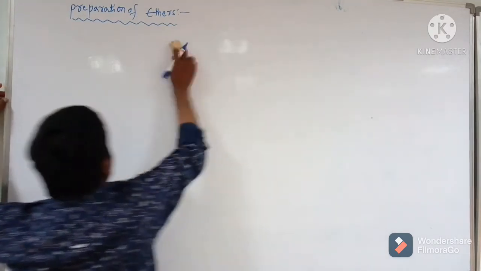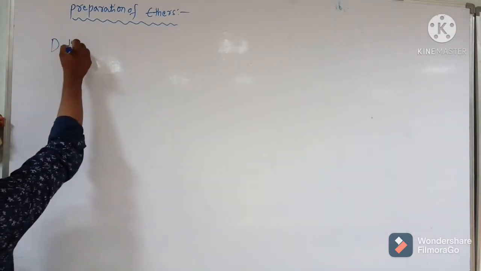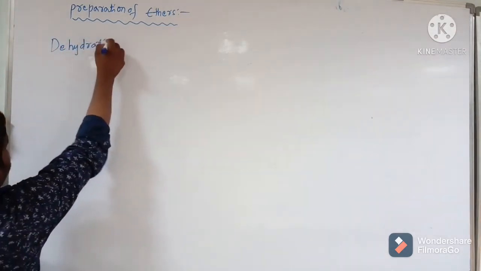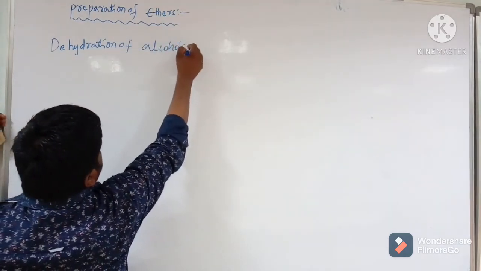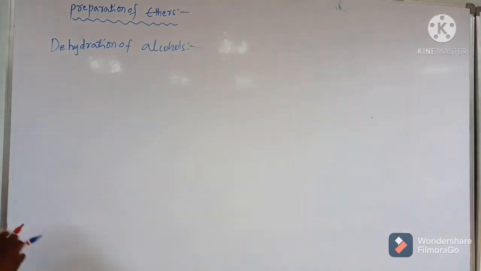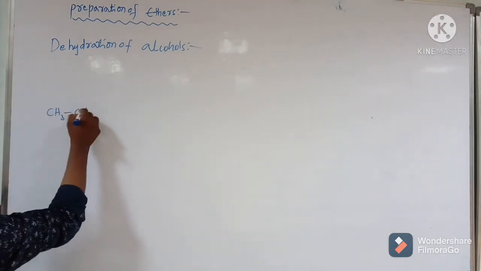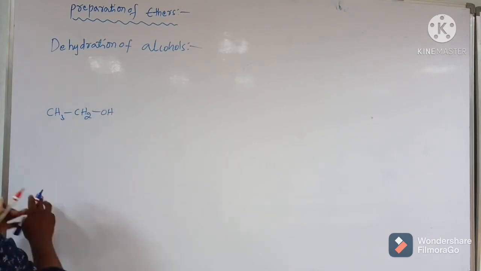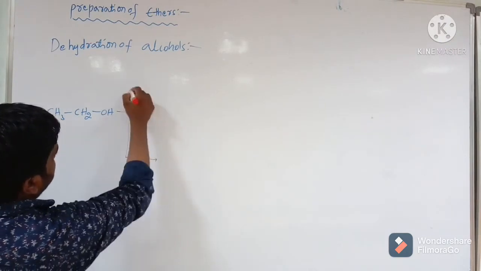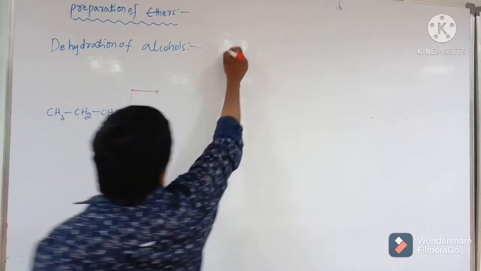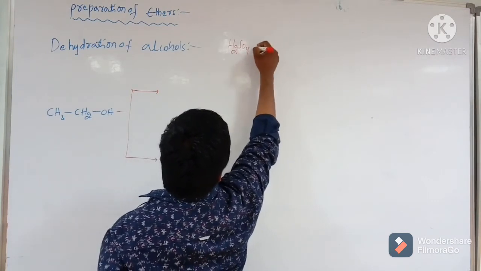So the next method is dehydration of alcohols. CH3 CH2 OH. The dehydration of alcohols takes place by using protic acids. Which ones are protic acids? H2SO4 and H3PO4. These belong to the protic acids.